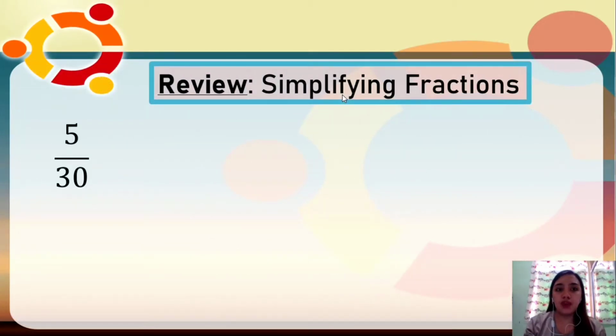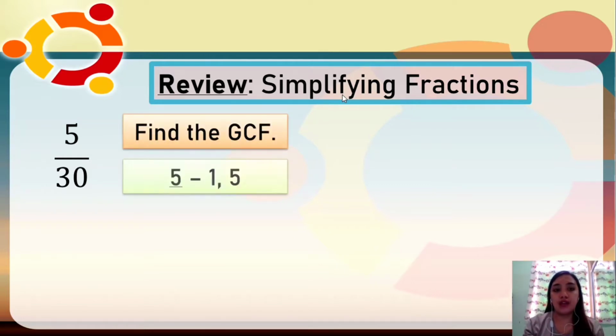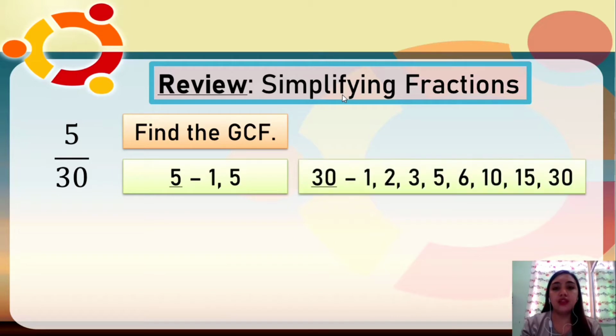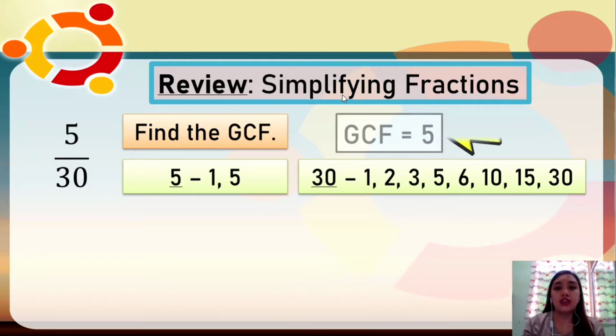So you were given 5 over 30. Find the GCF of 5 and 30. Let us list all the factors. We have 1 and 5 for 5, and for 30, we have 1, 2, 3, 5, 6, 10, 15, and 30. Again, when we are selecting the GCF, we are always choosing the highest or the greatest common factor, which is 5, correct?